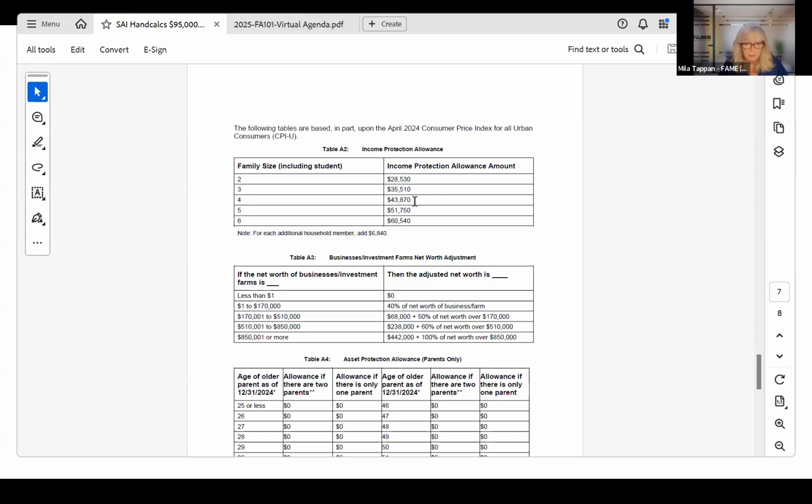Sometimes families will say, why did my SAI go up? Sometimes it's as simple as a family member may no longer be part of the family. Maybe there was an older kiddo that last year was in the household that is no longer in the household. Look what happens when we go from a family of four to a family of three. That income protection allowance drops dramatically. So when we're working with families and we hear them say, my SAI went up or my SAI went down, one of the things we look at is did the family size change from one year to the next? Because that has a pretty significant impact on eligibility.